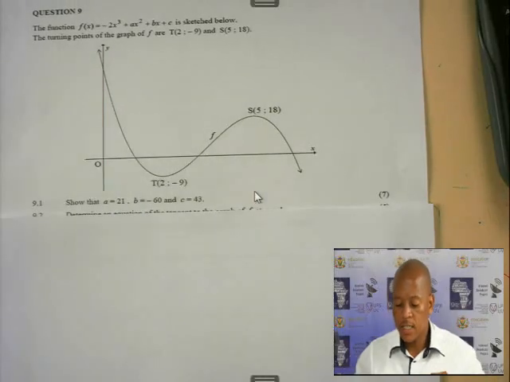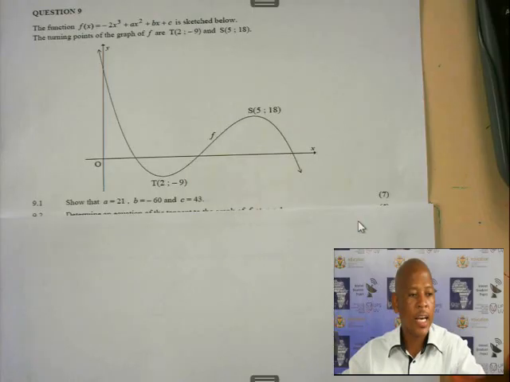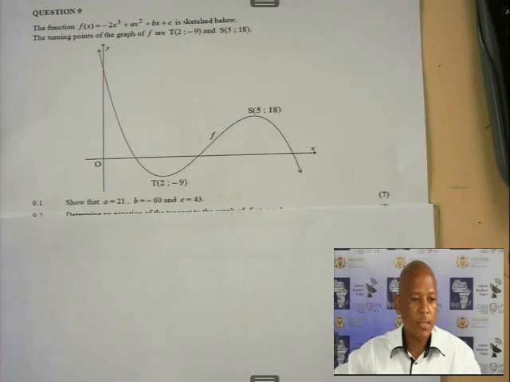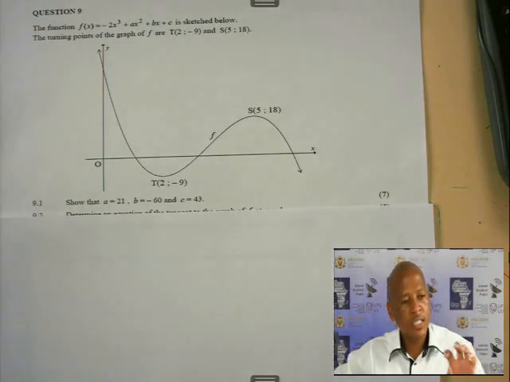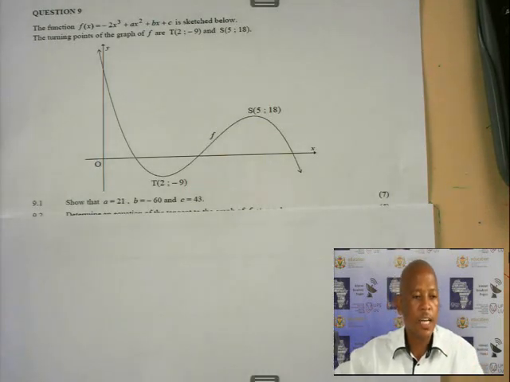Of course, I said here we have question 9. Here we have the function. The function f at x is equal to minus 2x to the power of 3 plus ax squared plus bx plus c, sketched below. The turning points of the graph of f are 2 and minus 9, as well as the coordinates of the x there, which is 5 as well as 18. Right, basically from this function you can see that the information that is given here is only the turning points.